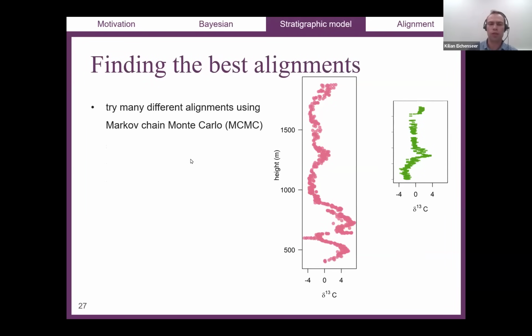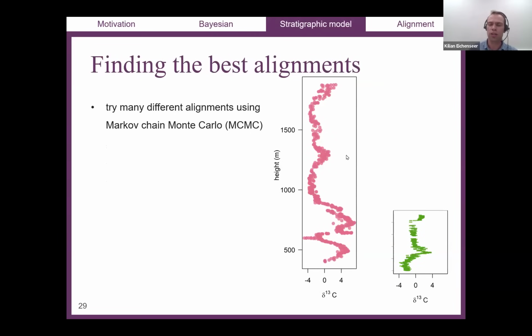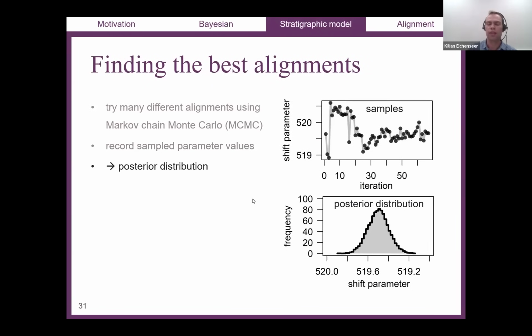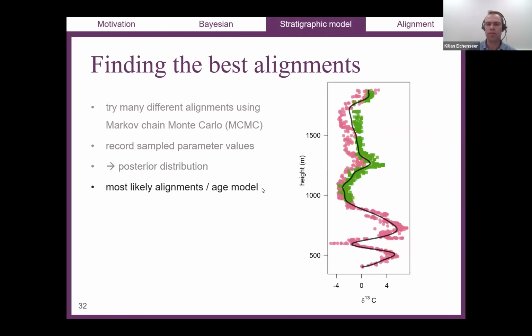Now, again, we use Markov chain Monte Carlo algorithms to try these different alignments and derive the posterior. So using different shifting and scaling factors, the second curve is shifted relative to the first one. And for each iteration, the likelihood is computed. And the parameter values of the shift and scale parameters are recorded throughout the sampling process. And we then get the posterior distribution, which is a probability distribution for every model parameter. And from that, we can derive the most likely alignments. It could be more than one, and also age models that give us age estimates for every height of the section.